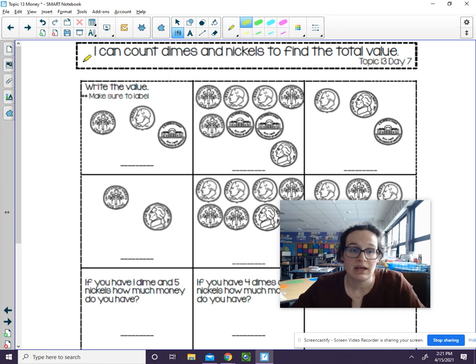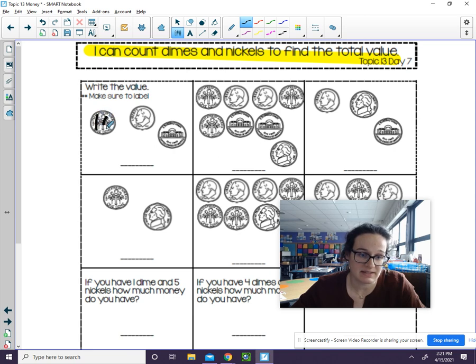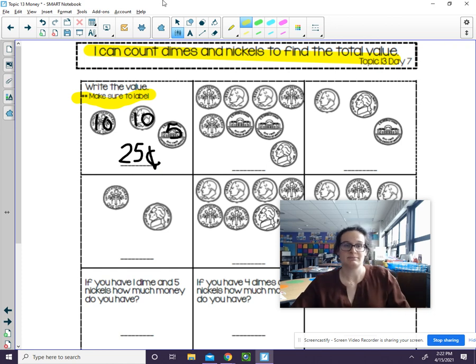You'll see on your practice sheet today that that is exactly what you are doing. You will be counting dimes and nickels to find the total value. Here's that first example. Like I said, I find it really helpful to write the amount that the coin is worth. So we have 2 dimes. Dimes are each worth 10 cents. And then this nickel is worth 5 cents. So when I count that, 10, 20, and 5 more will be 25. So it'll be 25 cents. And do not forget your label, friends. Make sure to label, use that cent sign.